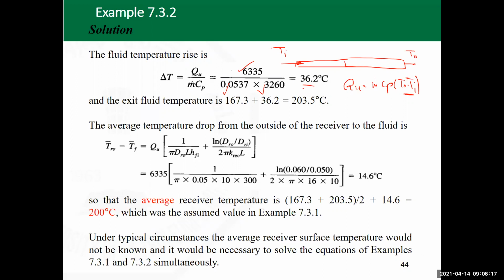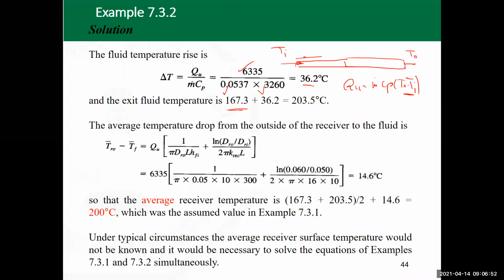What is it that we are looking at here? We're looking at the changes of the outside surface temperature as we are moving from the inlet to the exit. At the inlet, we are talking about a temperature of 167.3. This is the fluid temperature here. If the difference in temperature between the fluid temperature and the outer surface temperature is 14.6, then the outer surface temperature is 167.3 plus 14.6. We can know the value of this temperature.